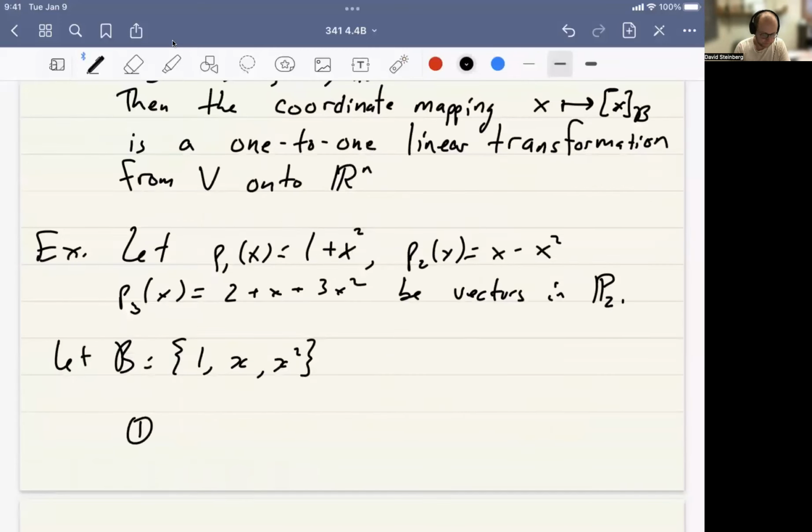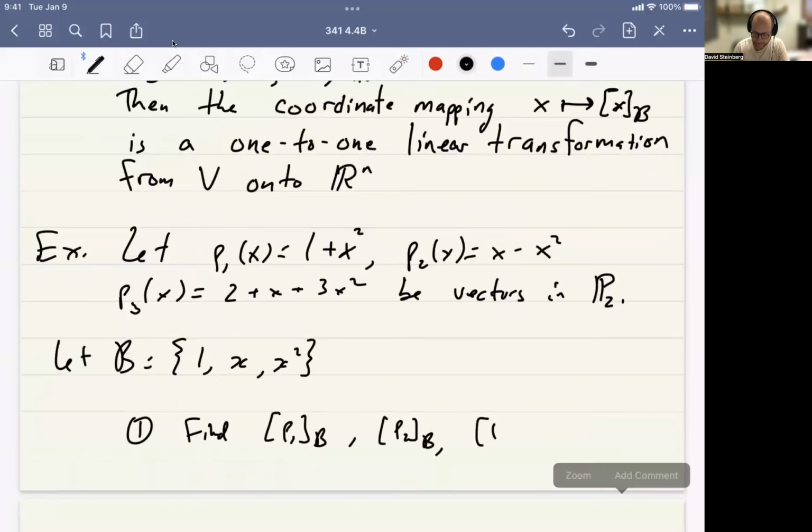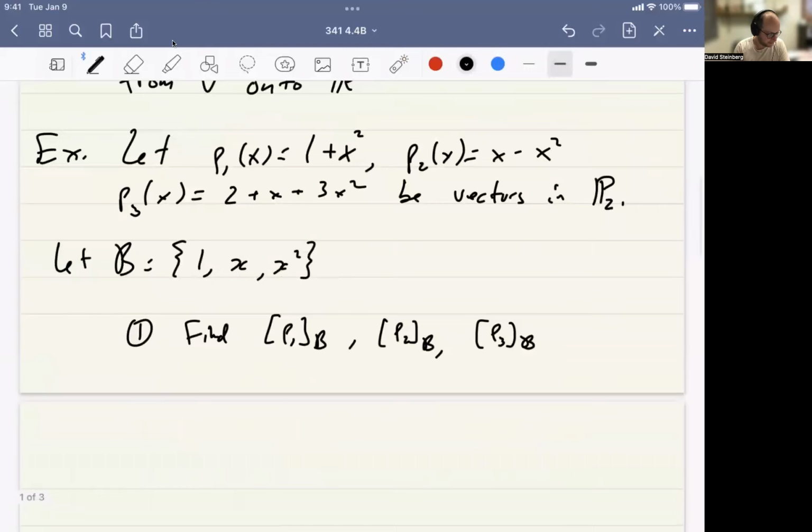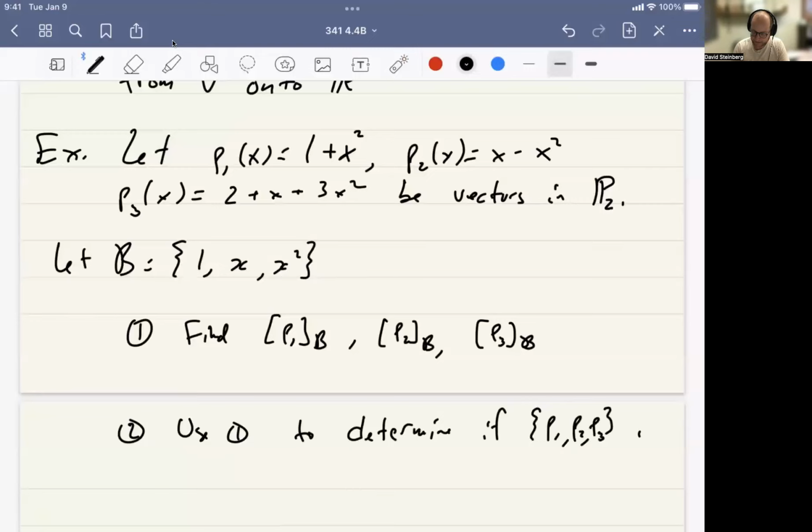The first thing we'll do, let's find the coordinates of P1 with respect to B, the coordinates of P2 with respect to B, and the coordinates of P3 with respect to B. Once we do that, we'll use part 1 to determine if P1, P2, P3 is linearly independent in P2.